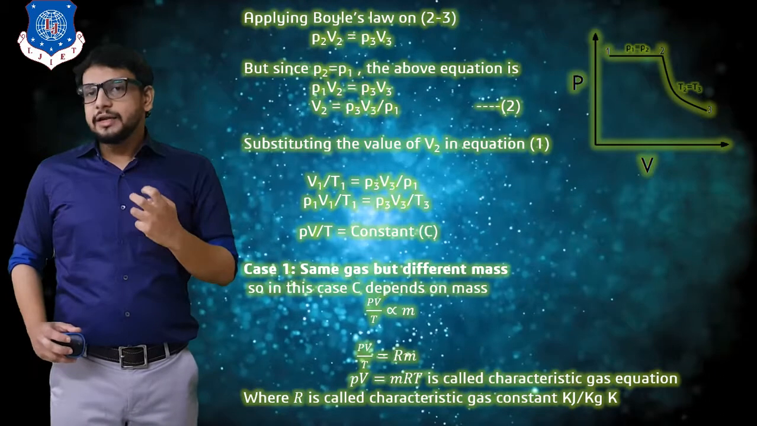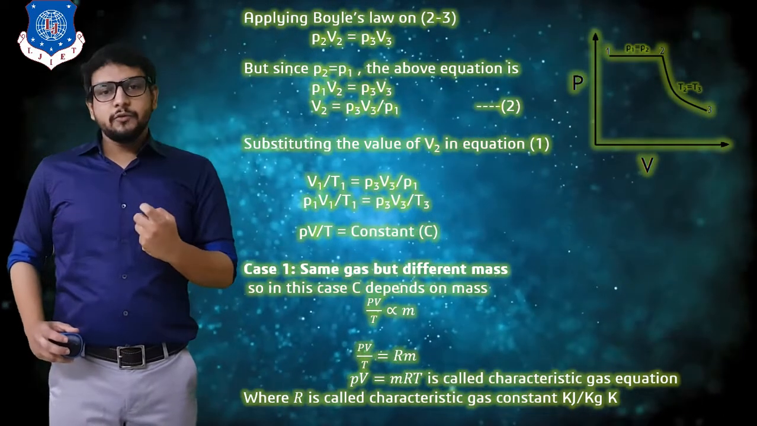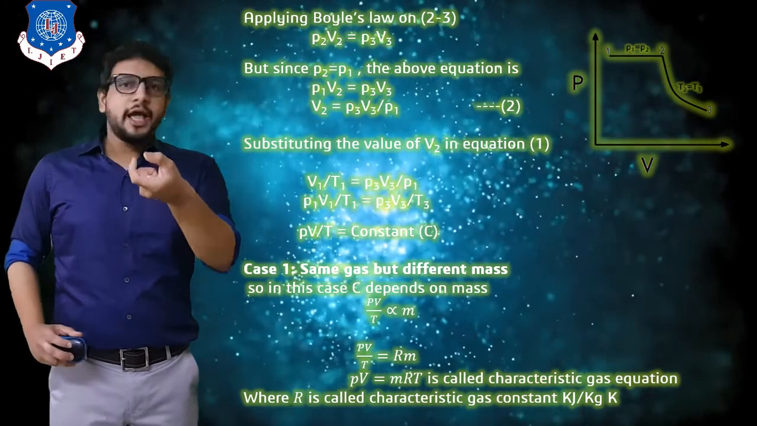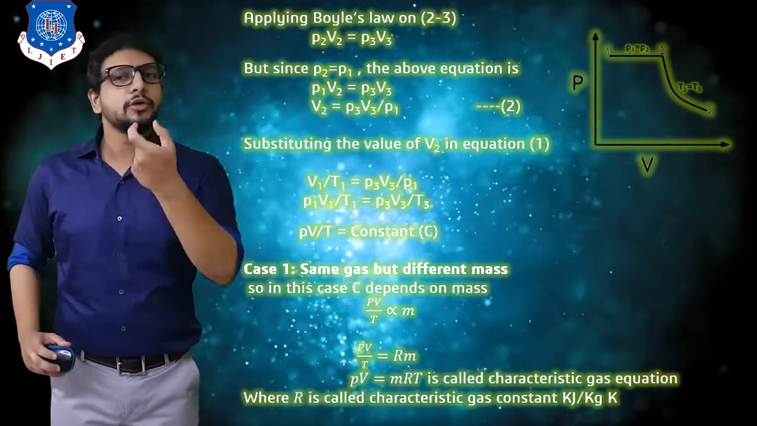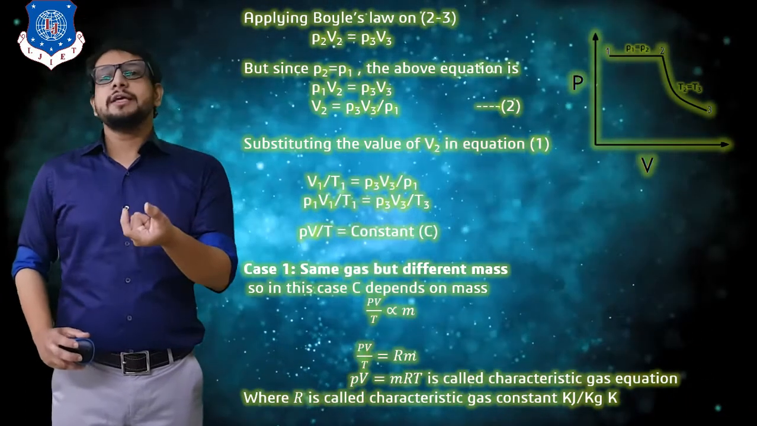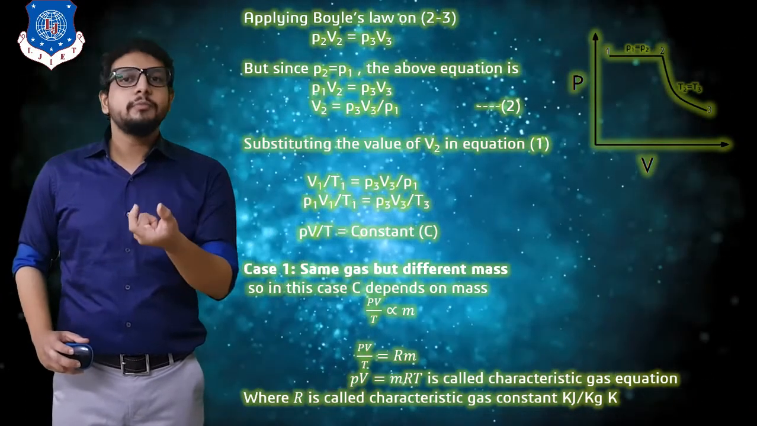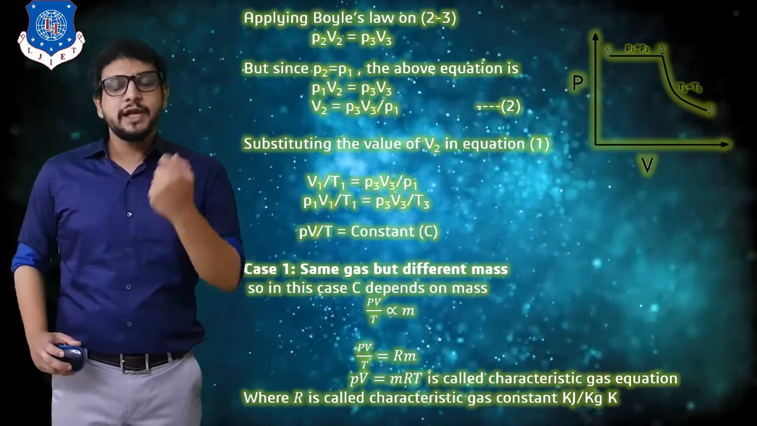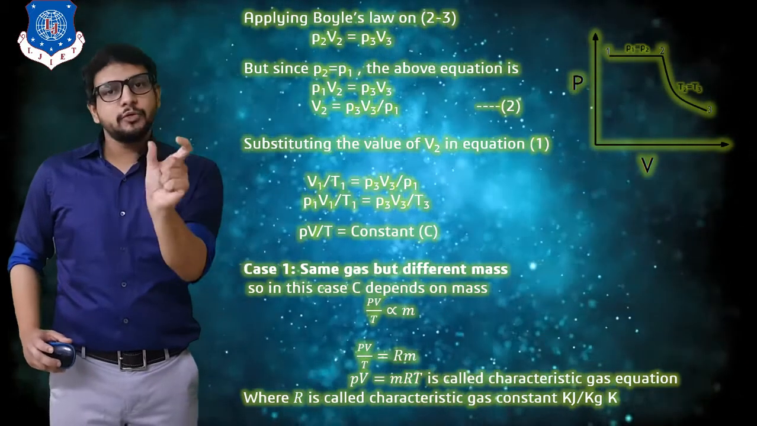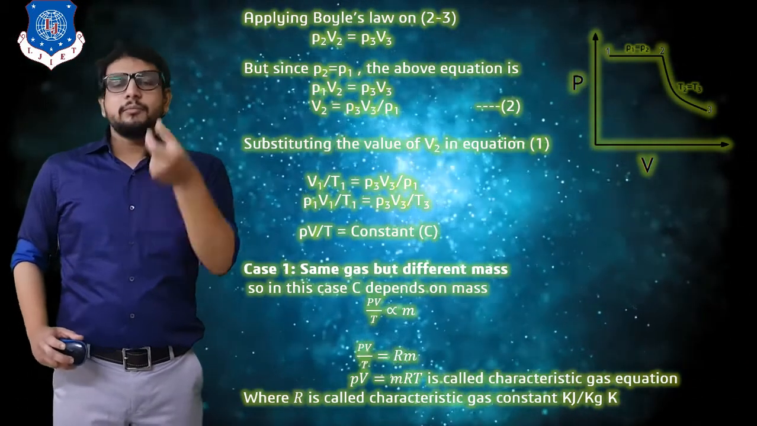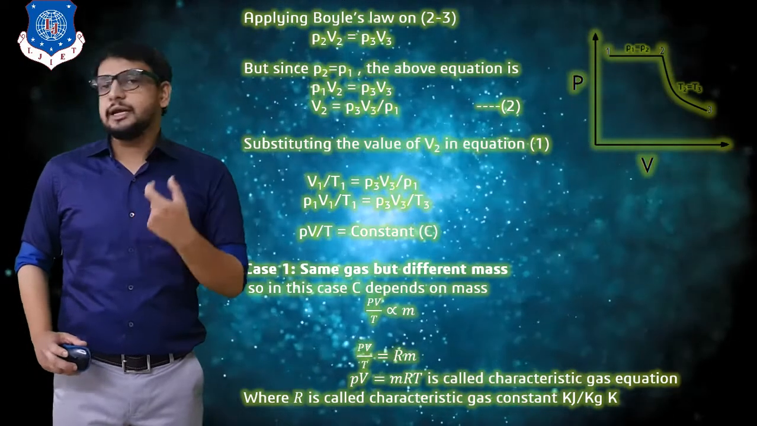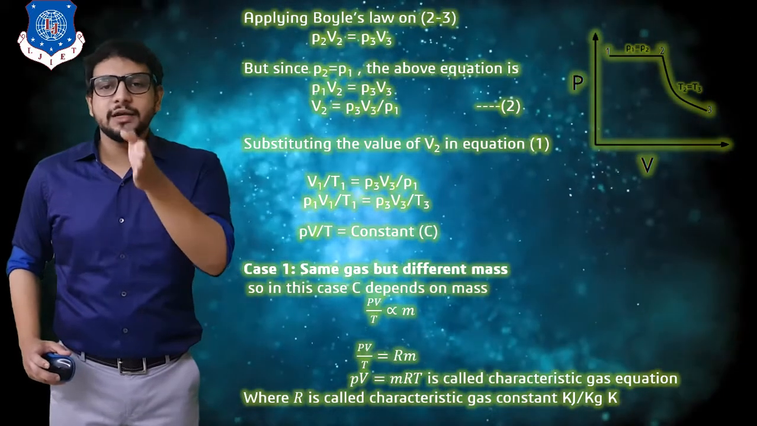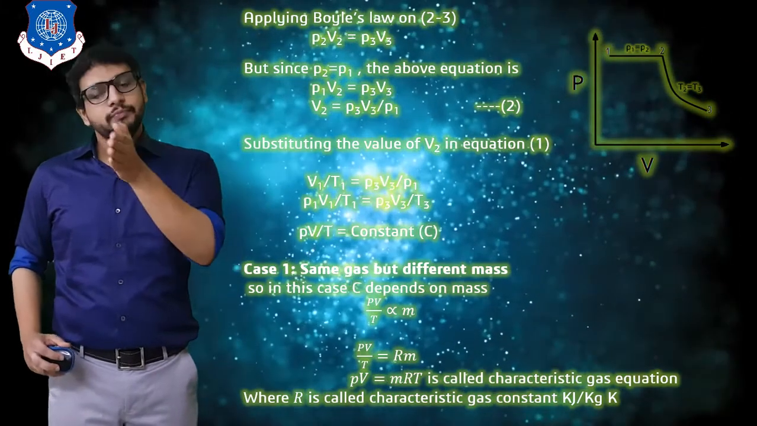Now we can even determine the unit of R by a simple technique. Making R the subject, R will be equal to PV upon M into T. Now what will be the unit of PV? We can say that PV is basically work done. We know the work done formula, P into dV, right? So what is the unit of work done? We would say joule, or kilojoule, right? So the PV unit is kilojoule upon mass. The mass unit is kg, and the temperature unit is Kelvin. So from that we can write the unit of capital R in the characteristic gas equation as kilojoule per kg Kelvin.